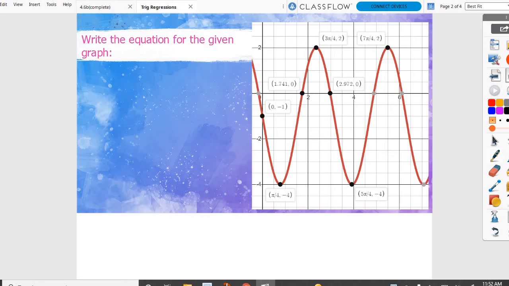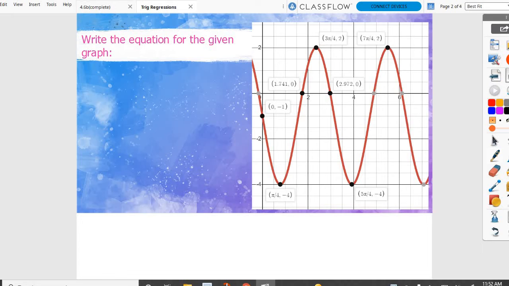So we said that a regression is basically taking information or data and finding an equation. So the most basic level of doing that is if I'm given a graph and they ask me to find the equation of that graph.